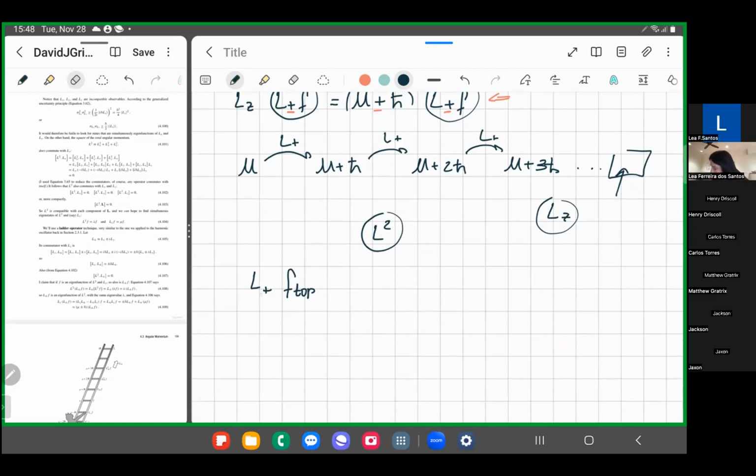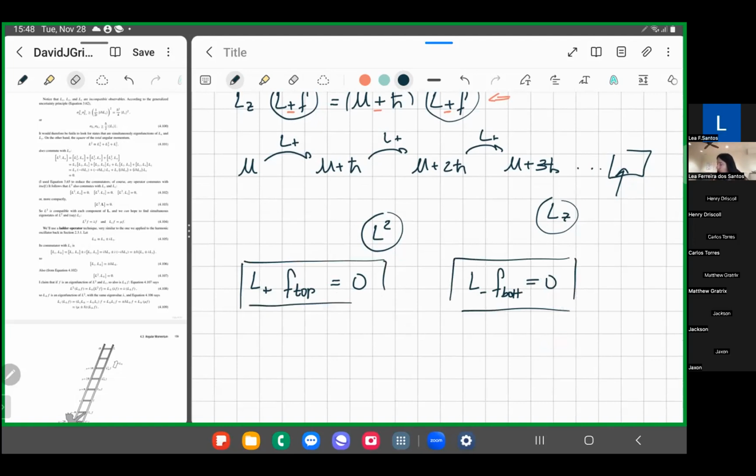If I then apply the L plus on this top one, this should then be 0. I stop the process. The same thing if I'm going down, if I'm applying the L minus, there should be a point where this process stops. So this is what we need to use now to find the eigenvalues that we call lambda and that we call mu. So this is going to help us finding them. So how are we going to do that?